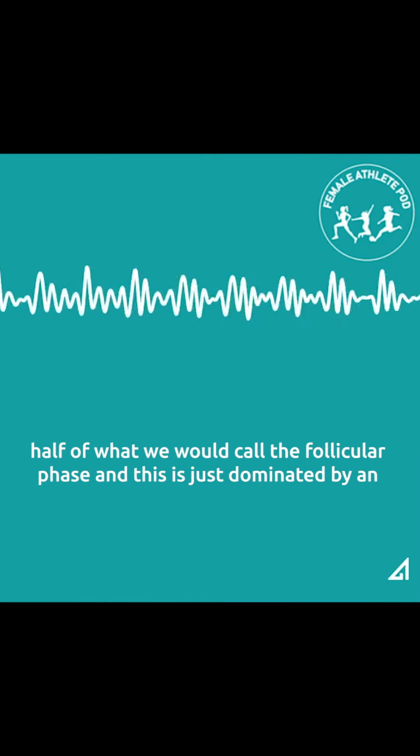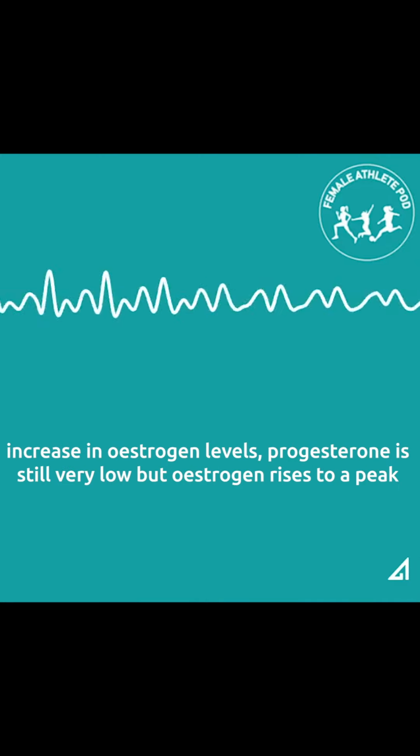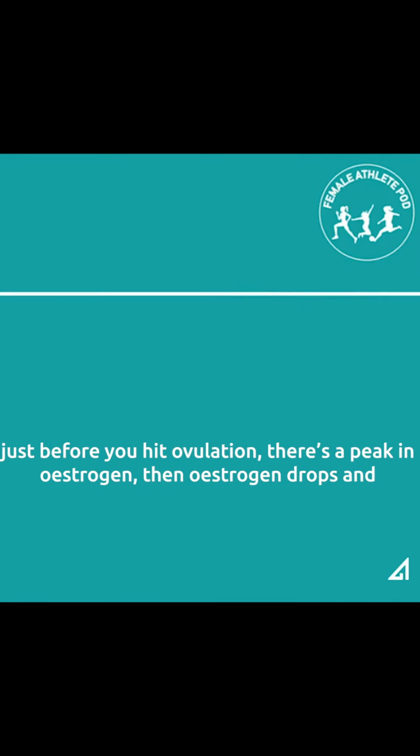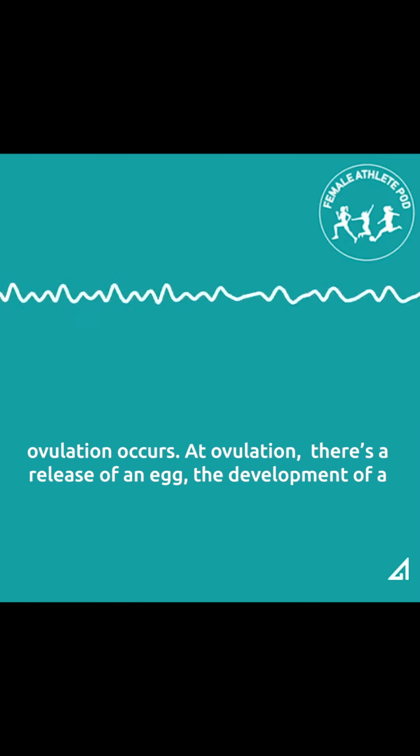Then you jump into phase 2, the second half of what we would call the follicular phase, and this is dominated by an increase in estrogen levels. Progesterone is still very low, but estrogen rises to a peak just before you hit ovulation. There's a peak in estrogen, and then estrogen drops and ovulation occurs.